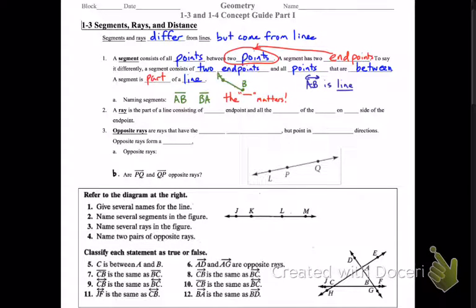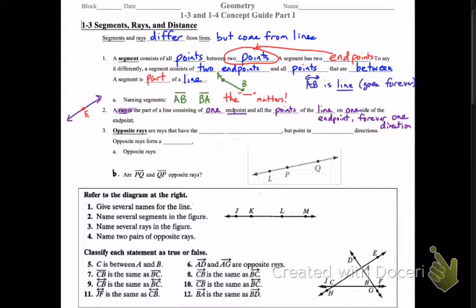So that's what a segment is. That's how you name it. What is a ray? A ray is a part of a line consisting of one endpoint and all the points in the line on one side of the endpoint. Okay? So let's start with a line. Another way of saying it, it consists of an endpoint and then it goes forever in one particular direction.